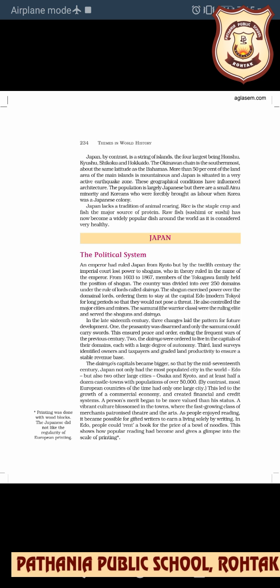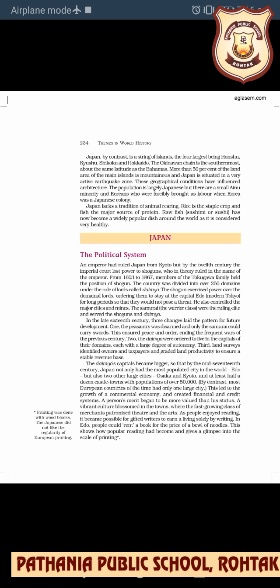We are saying that the country was divided into domains, like states, in the same way there were domains. These domains were under the rule of lords, and those lords were called daimyo. And the shoguns, who were exercising power at that time, ordered the domainal lords to stay at the capital Edo. At that time the capital was Edo, and at present it is known as Tokyo.